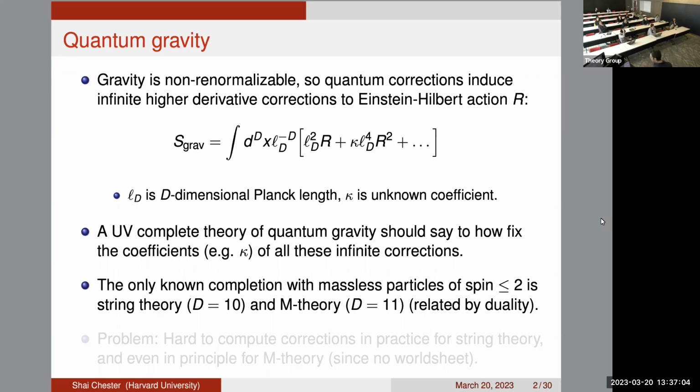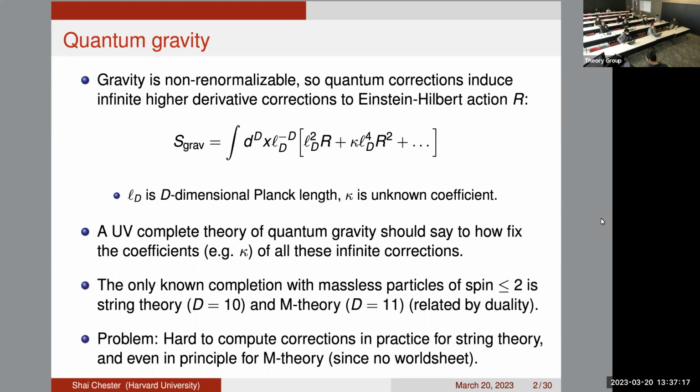In particular, the known completions are string theory, which exists in 10 dimensions, and M theory, which exists in 11 dimensions. Of course, these are related by dualities. So really, there's just one known UV complete theory of quantum gravity. The problem, though, is that it's hard to compute these higher derivative corrections in practice for string theory, and even in principle for M theory.